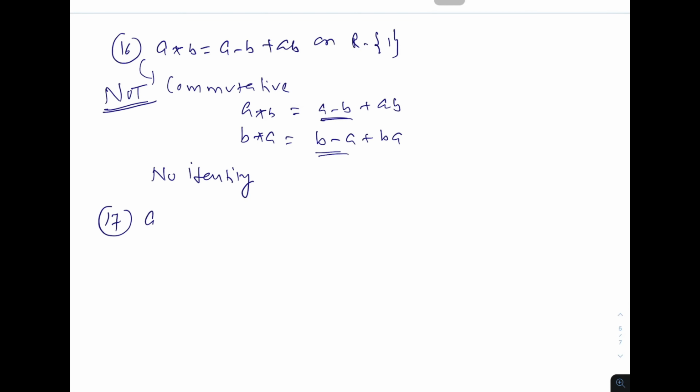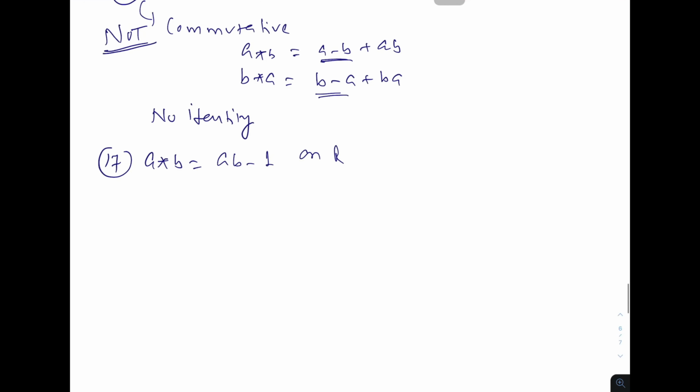Take one more. A star B equal to AB minus 1 on R. Now, is it commutative? Answer is yes. A star B is AB minus 1. B star A is BA minus 1. No question here, AB and BA are same. So, commutativity is there.